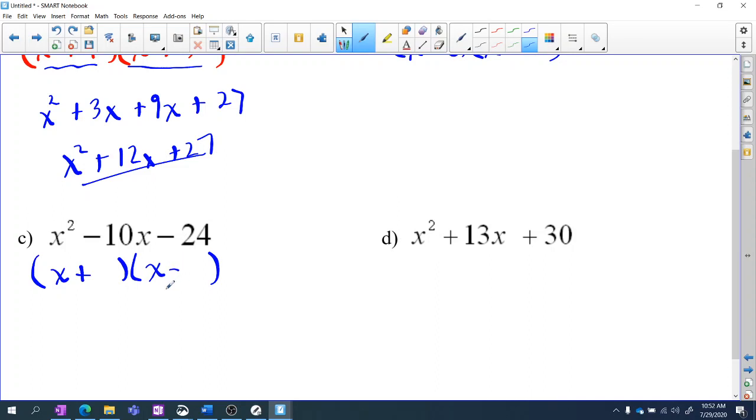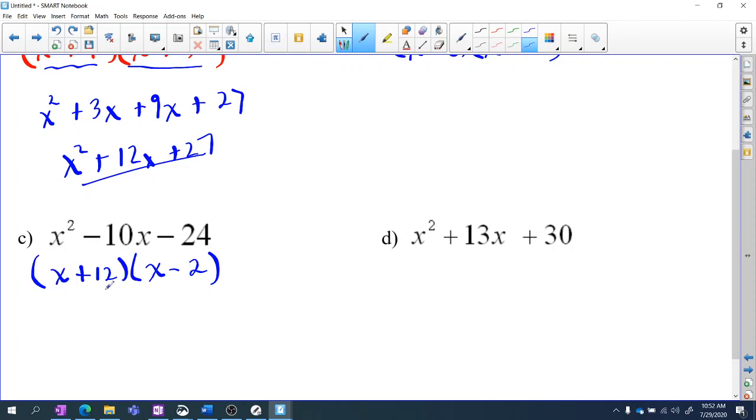Well, if I tried to use 6 and 4, the only way to get a negative 10 would be with a negative 6 and a negative 4. The problem with that is if I multiply them together, I get a positive 24, not a negative. So they don't work. I'm going to have to use a positive 12 and a negative 2.